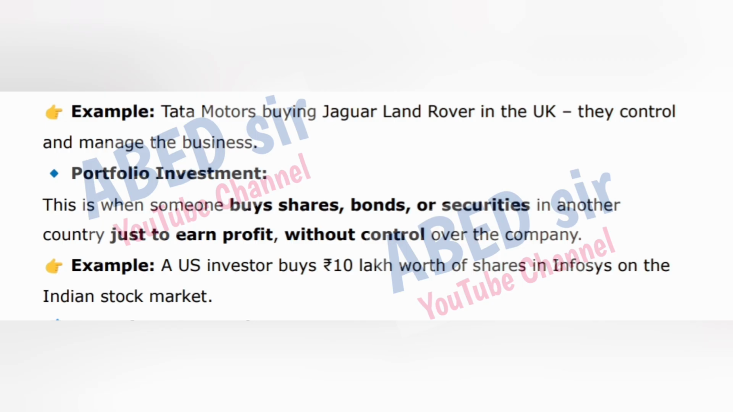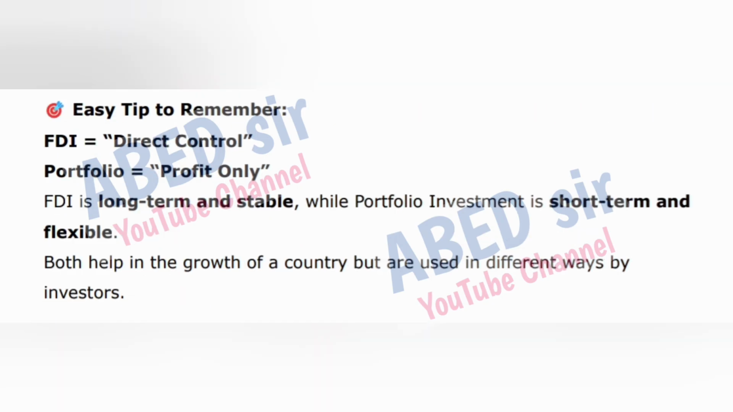Portfolio investment. This is when someone buys shares, bonds, or securities in another country just to earn profit without control over the company. Example, a US investor buys 10 lakh rupees worth of shares in Infosys on the Indian stock market. Easy tip to remember. FDI is equal to direct control. Portfolio is equal to profit only. FDI is long-term and stable, while portfolio investment is short-term and flexible. Both help in the growth of a country, but are used in different ways by investors.